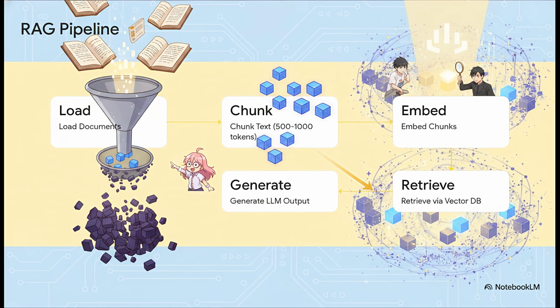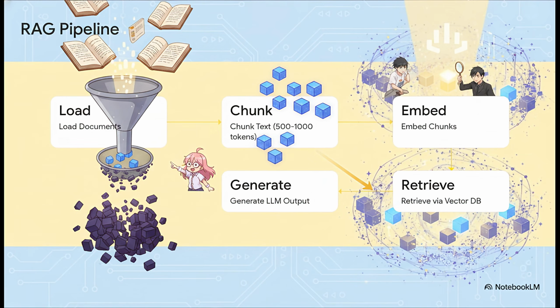You load the documents, chunk the text, embed those chunks, retrieve them, and then generate the output. I really want you to pay special attention to step 2 here, chunking. You should be aiming for about 500 to 1,000 tokens with a slight overlap. If your chunk size is completely wrong, you're going to retrieve irrelevant garbage. And remember the golden rule of AI engineering. Garbage retrieval leads directly to garbage LLM generation.